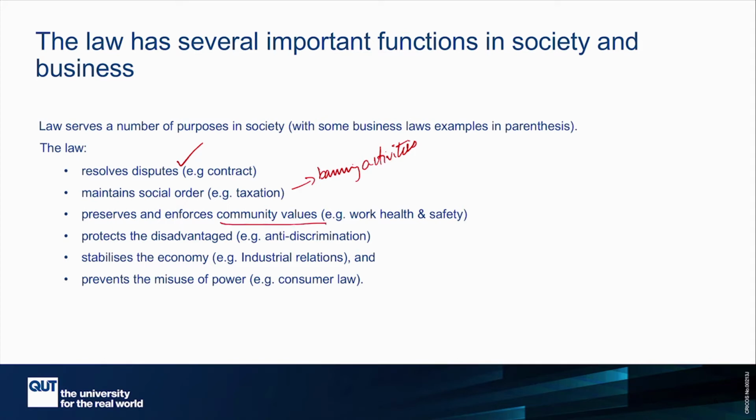It makes sure we preserve our community values. Work health and safety is an example where we value people's health and safety more now, and so we enforce that through additional legislation. We can protect the disadvantaged with anti-discrimination legislation. We can stabilise the economy. We can prevent misuse of power, such as under consumer law, and rules around things like monopolies and market power. So there are so many things that the law actually does for us.